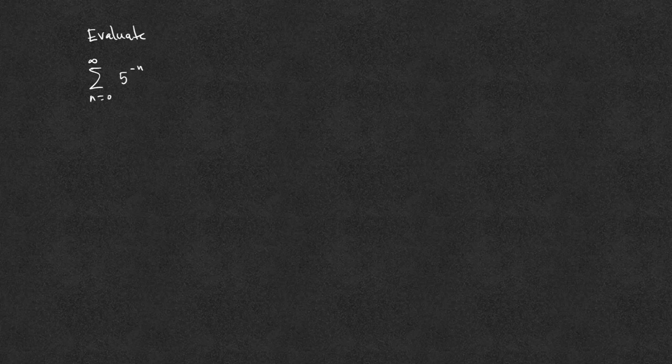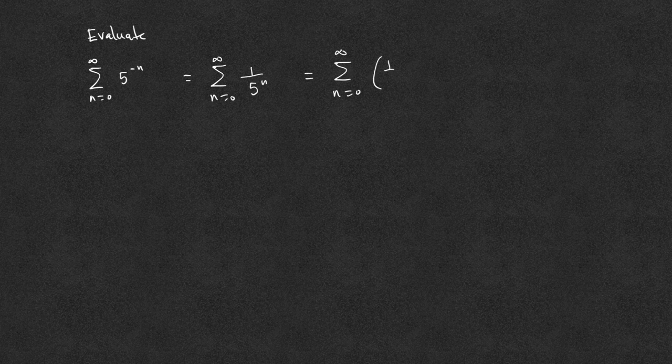Evaluate the series as n goes from 0 to infinity of 5 to the negative n. We recognize that this is a geometric series by rewriting it as the series as n goes from 0 to infinity of 1 over 5 to the n power. This is a series of the form ar to the n with a equals 1 and the ratio 1/5, which is less than 1.